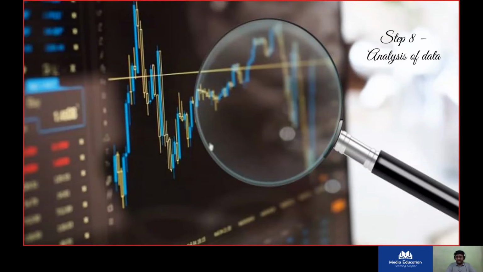The next step is analysis of data. After the data have been collected, the researcher turns to the task of analyzing them. The analysis of data requires a number of closely related operations such as establishment of categories, the application of these categories to raw data, and then drawing statistical inferences.